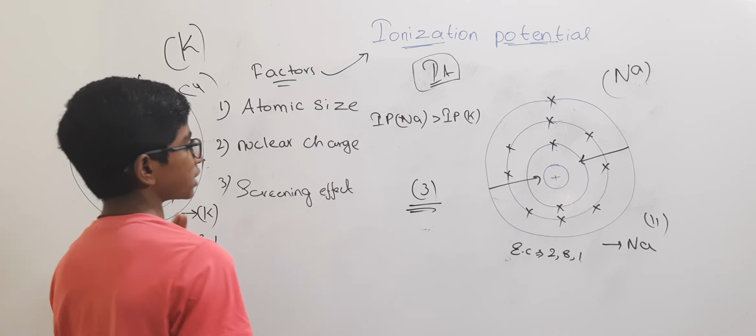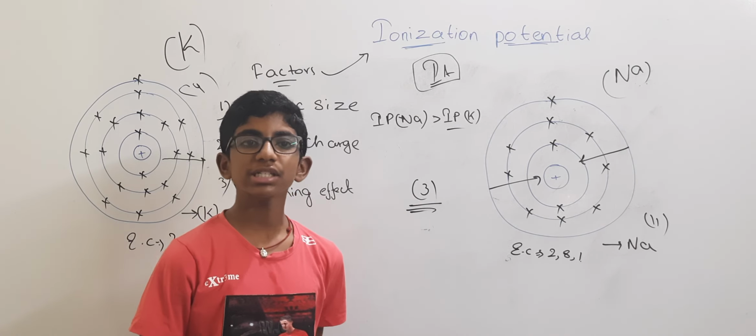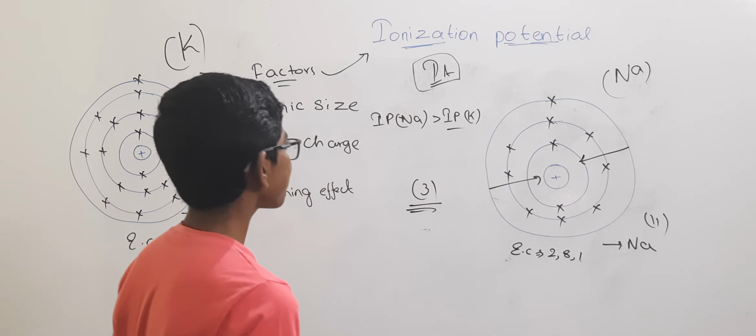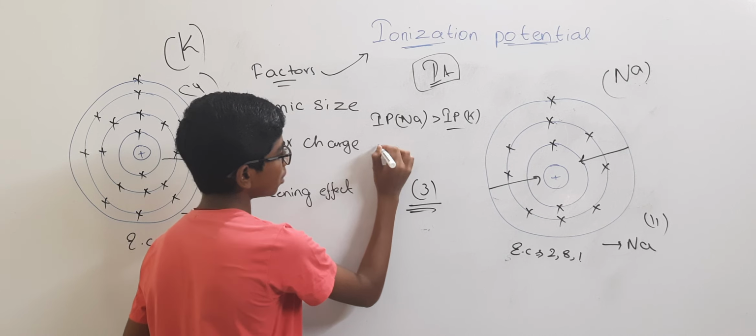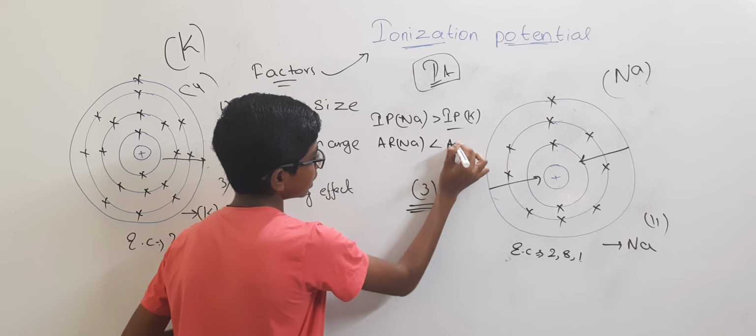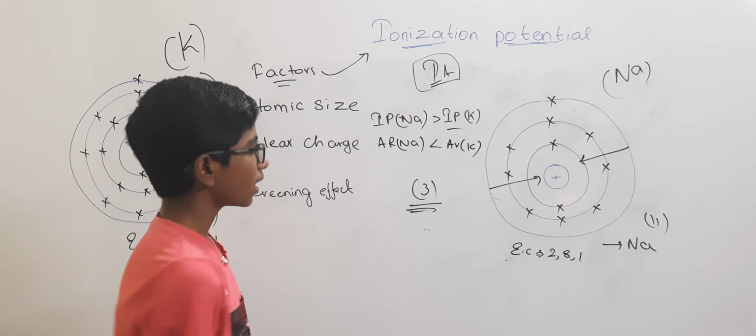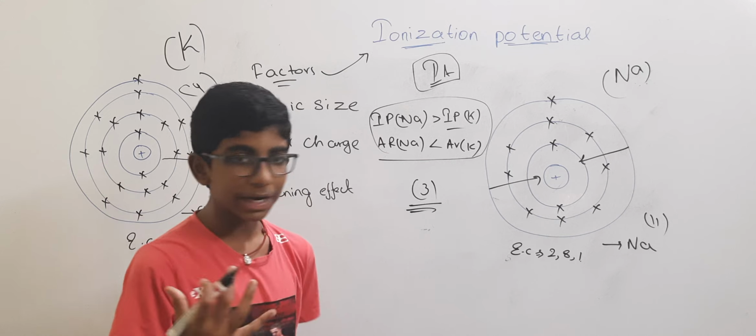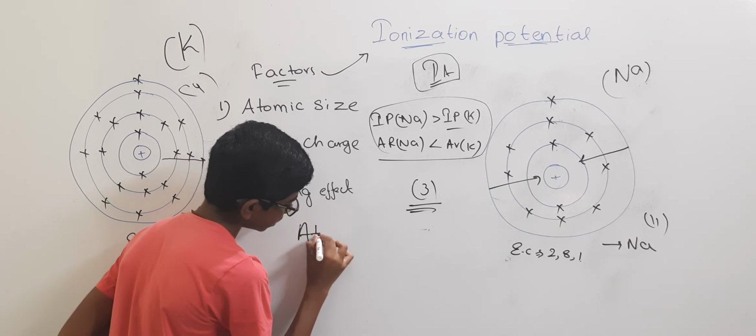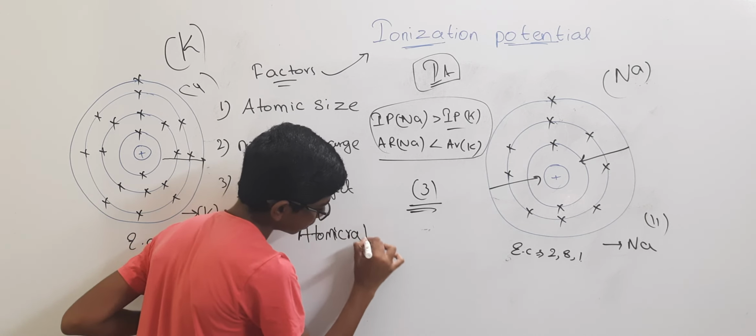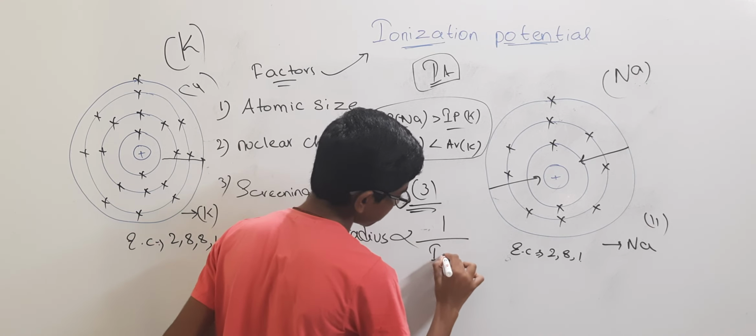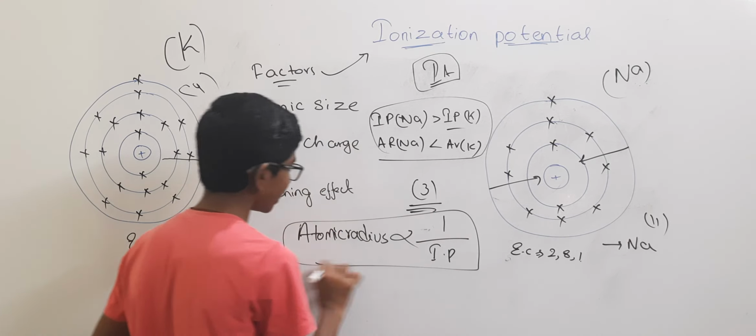In the case of potassium, it has more size. More size, less attraction. Less attraction, less ionization potential energy. Okay, now we compare the sizes. Atomic radius of sodium is less than atomic radius of potassium. From these two relations, we derive a conclusion: atomic radius is inversely proportional to ionization potential energy. Okay, this is the second conclusion.